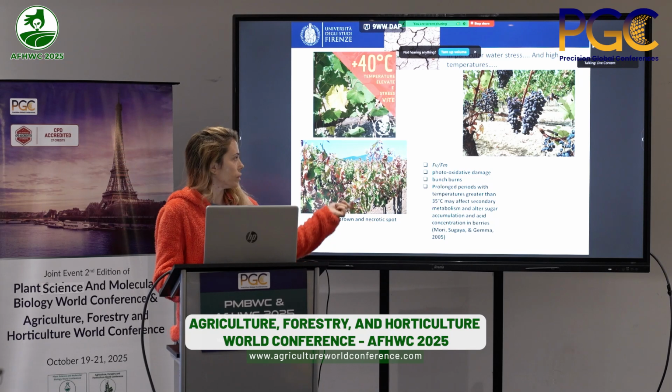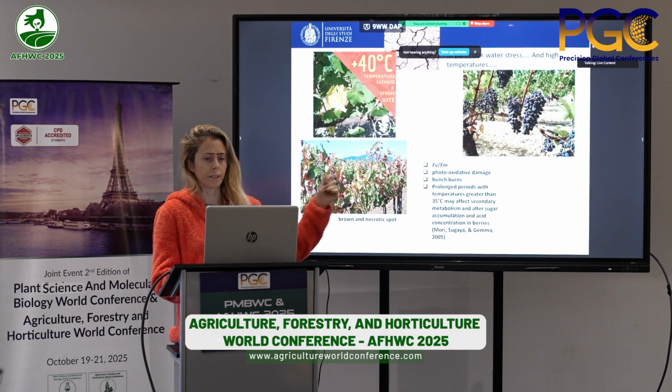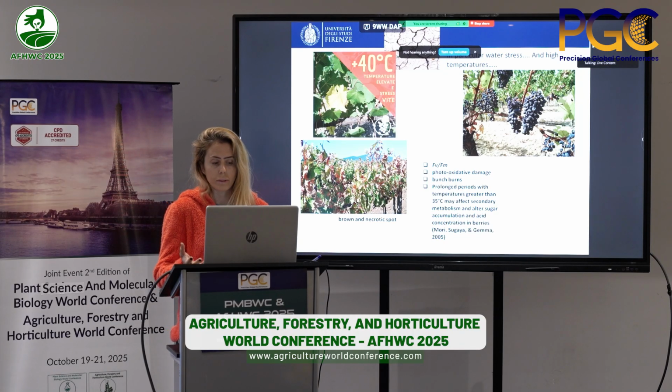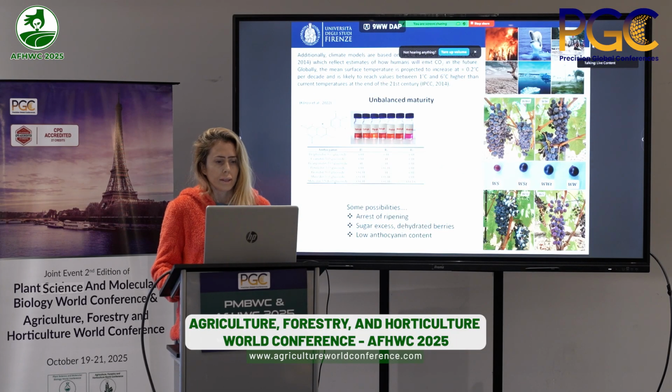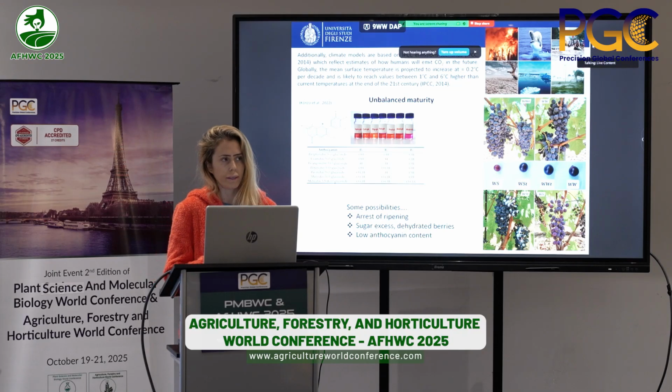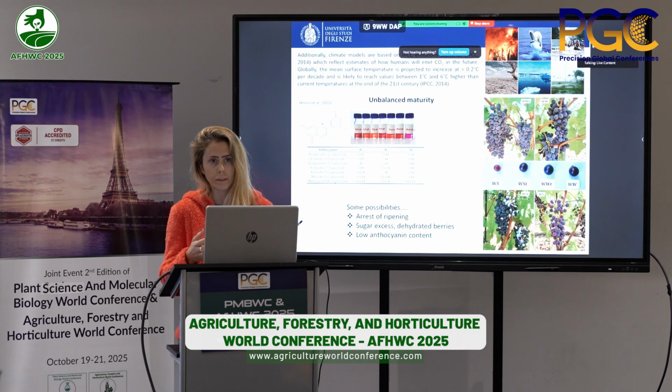And we sent some pictures. This is Sangiovese in Tuscany. There are bunch burns, and brown and necrotic spots on the canopy, so a lot of problems for the grower. This is unbalanced maturity. There are two possibilities, two paths for this problem. The first one is the total arrest of ripening: no maturation, the sucrose doesn't load into the berry, and the phloem stops its flow.